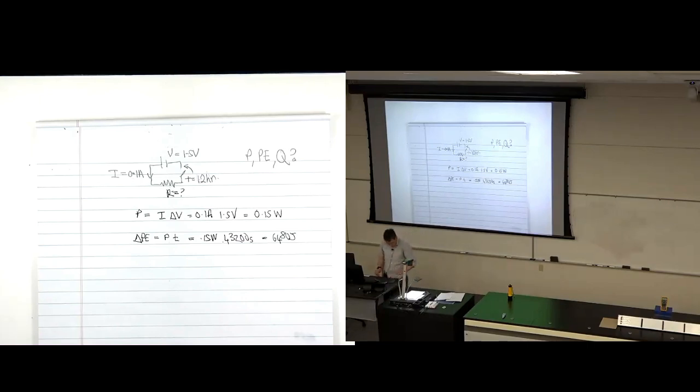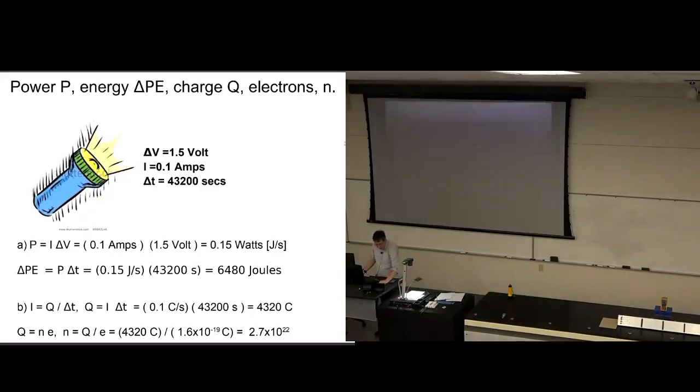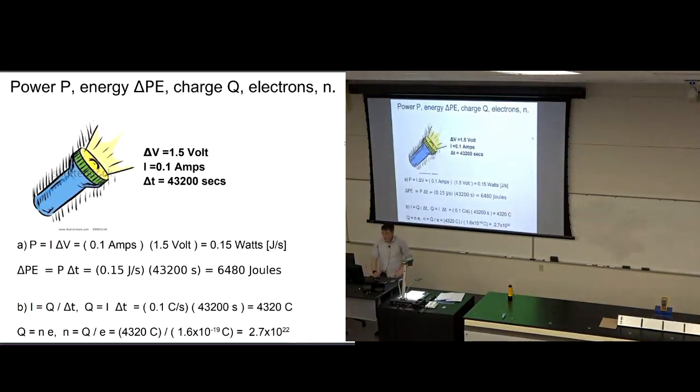I think I really have run out of time. I just want to point out that the second part of the problem, which is how much charge was moved around the circuit, how many electrons were moved around the circuit, is in the slide. And so the second part of the problem I worked out downstairs here. You might want to look at that.